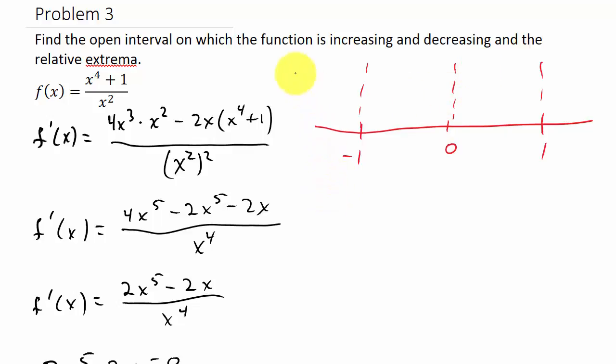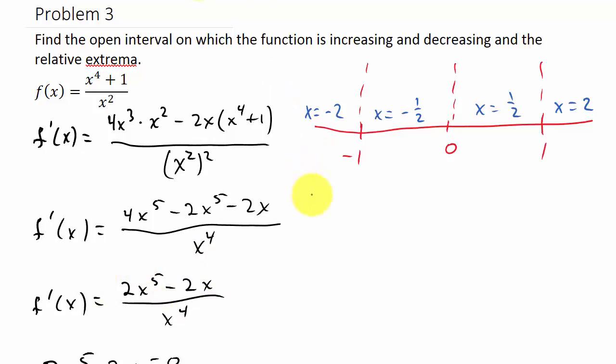Alright, so now I need to pick numbers from each interval. So I've got x is -2. I'll choose x equal -1/2, and I'll choose x equal 1/2 and x equal 2. When we look at this, we have to take the -2 and plug it into the first derivative. So we'll plug it in here.